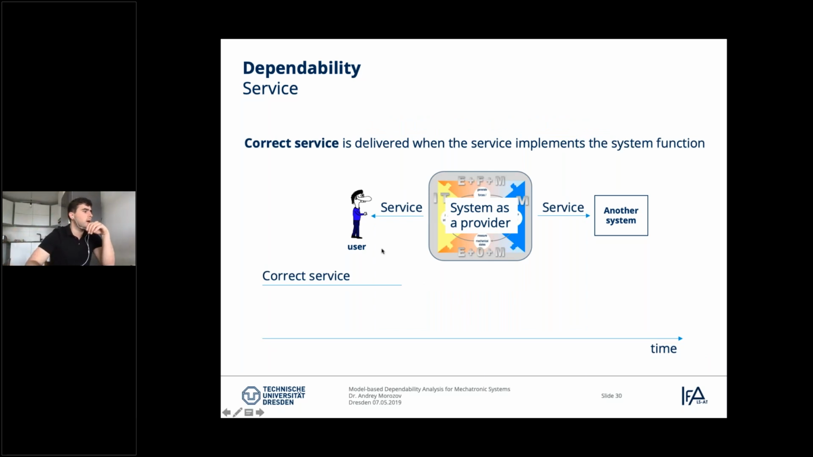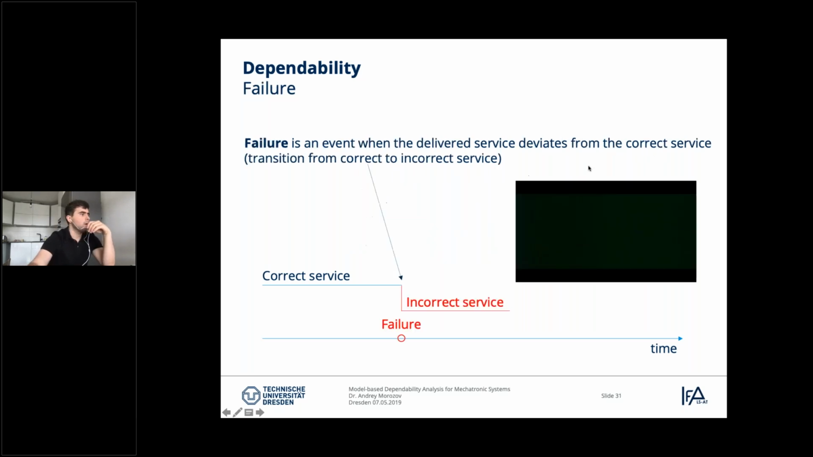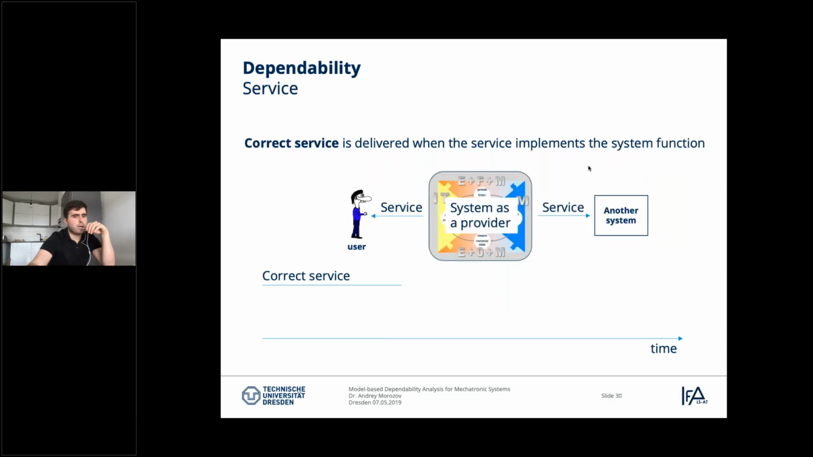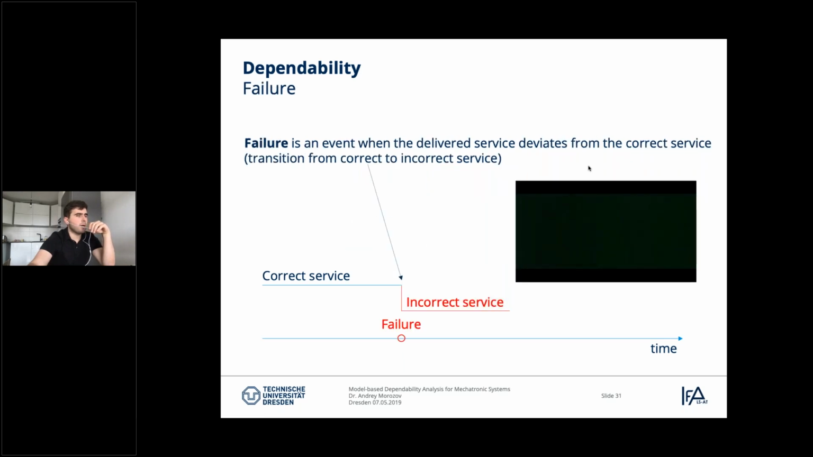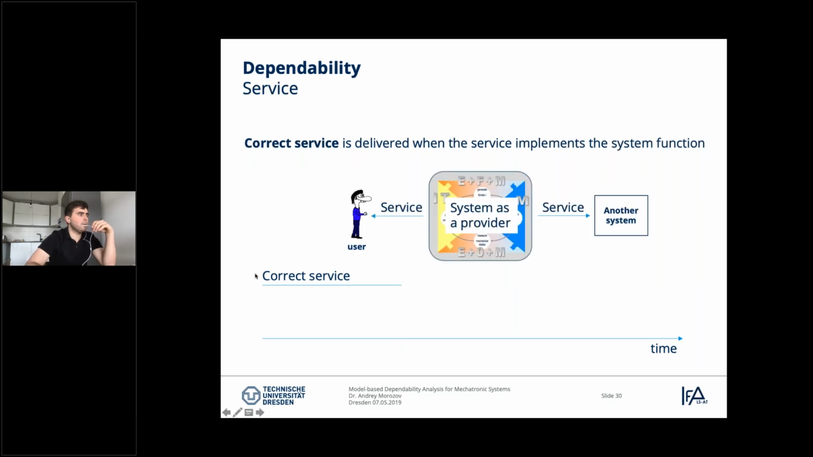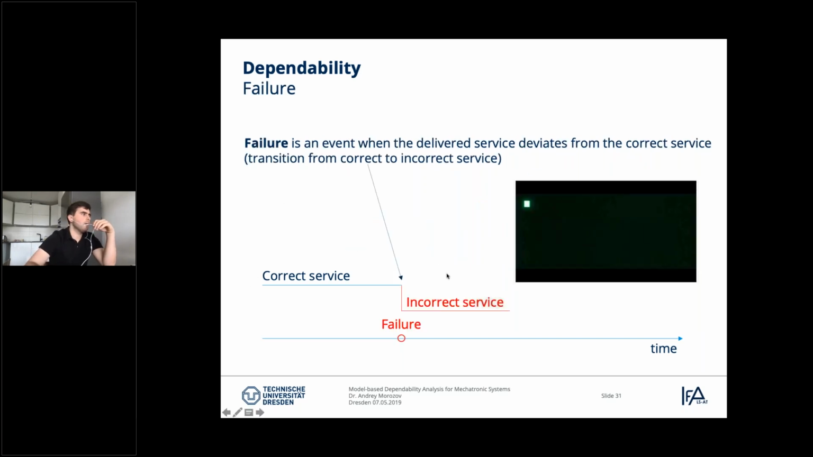Now we know that our system, during the execution time, provides service, and it should provide the correct service. Correct service is delivered when the system service implements a system function. So it means that, for example, the system function is to provide the correct speed, and as long as the speed is correct, we are talking about the correct service.